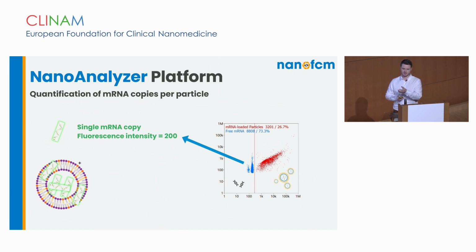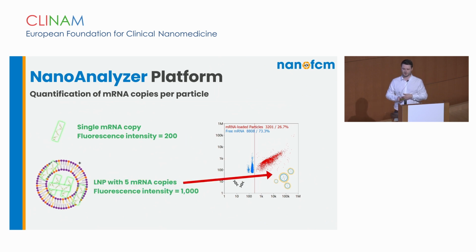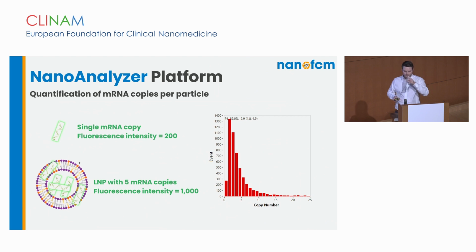In this case, this is just for illustrative purposes, but say that's 200 intensity, we can then use that as a basis that when we get an LNP with 1,000 intensity, we have 5 copies of the mRNA in that particle. And that allows us to generate these frequency distributions where we look at the copy number per particle.